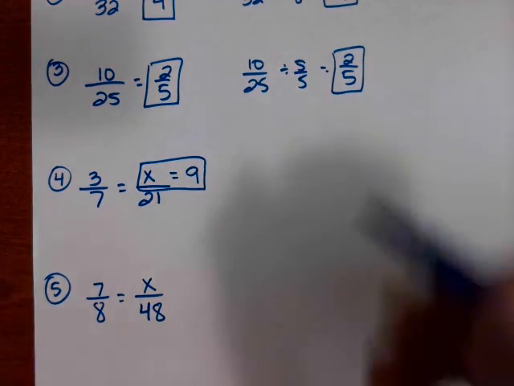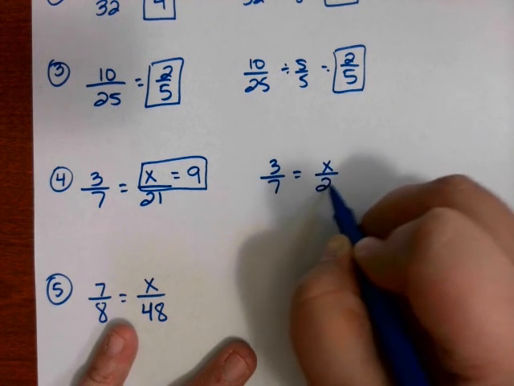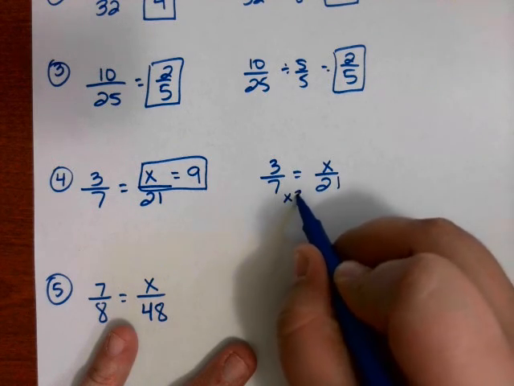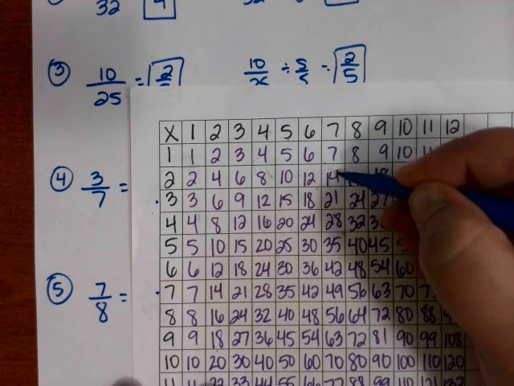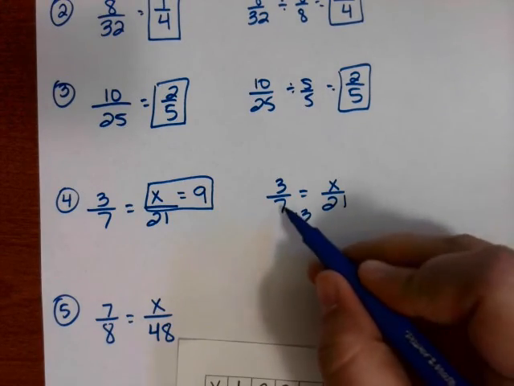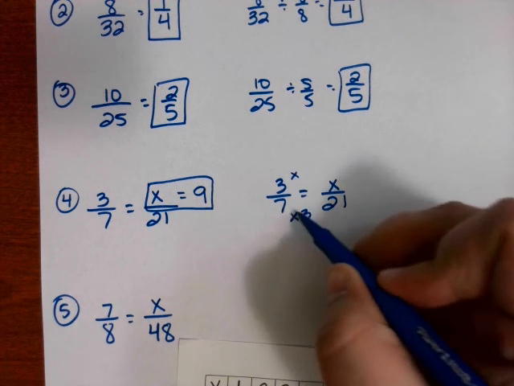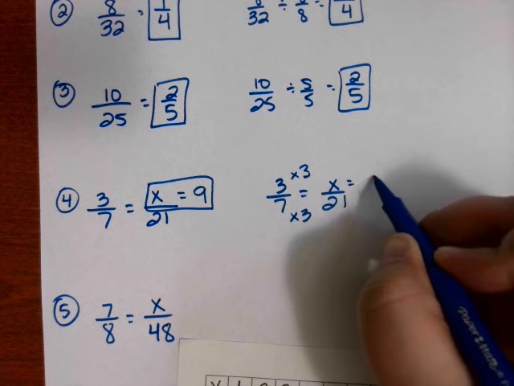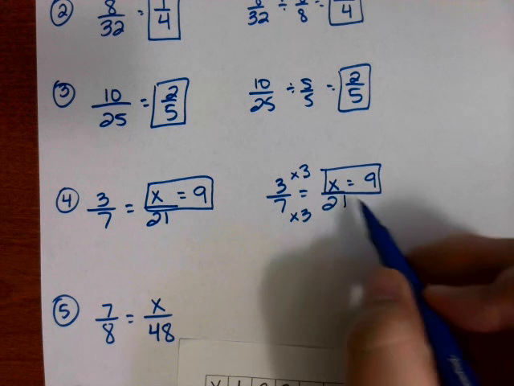Now an alternative to this, what we could have done was 3 over 7 equals x over 21. I could have recognized that 7 times 1, 2, 3 is 21. In order to keep it equivalent, I have to do the same exact thing here on top. So multiply by 3, multiply by 3. 3 times 3 gets me my answer of 9. So we're just solving for that missing variable.